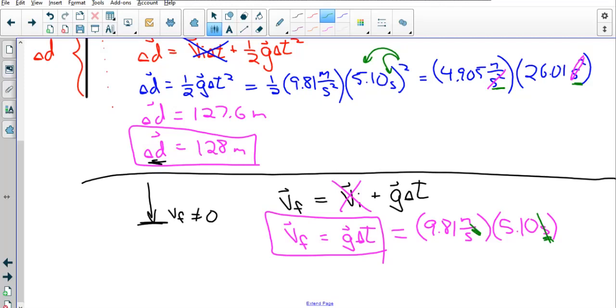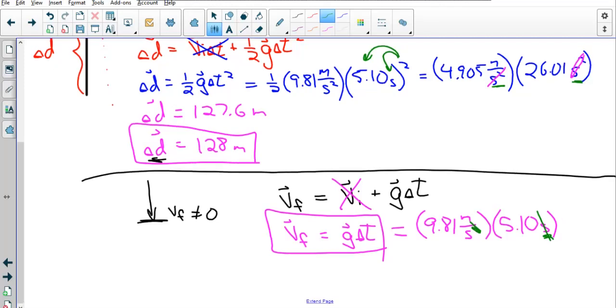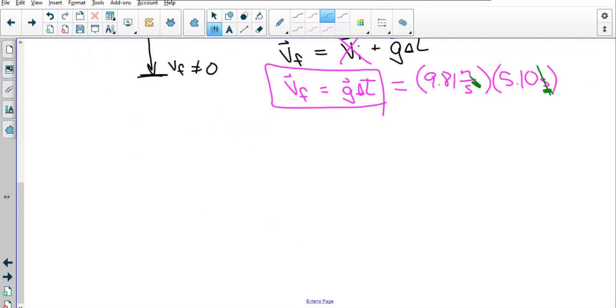And if I just do some quick mental math, I'd say it's probably around 50, but I'll use a calculator to double check. It is around 50. So 50.03 is what your calculator is going to say. But you just need to write it down with 3 significant figures. I solved for it to be positive, so that means the final velocity is going downwards at 50.0, and my units that remain are meters per second.